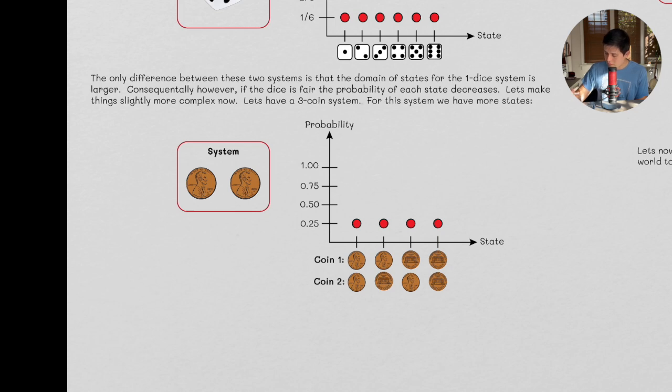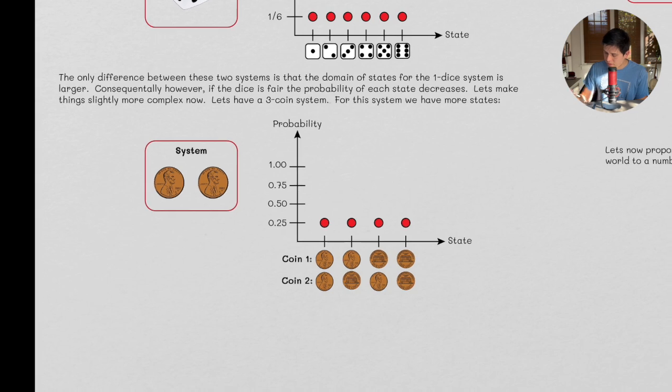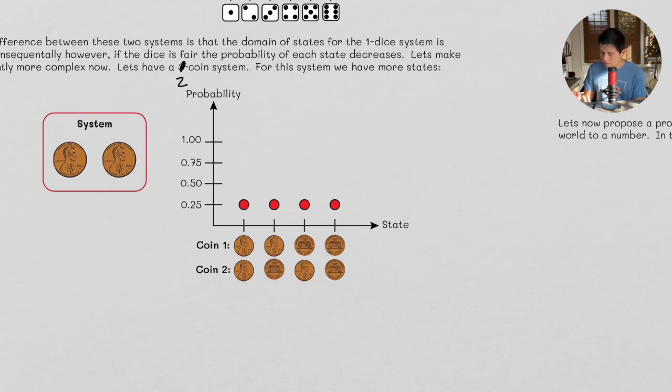So now let's think about a 2-coin system. I have a 3-coin system written here, but this is actually a 2-coin system, so that was a mistype. For this system, we have more states. So this is our 2-coin system. We have 2 coins. For our probability distribution, there are 4 possible outcomes here.